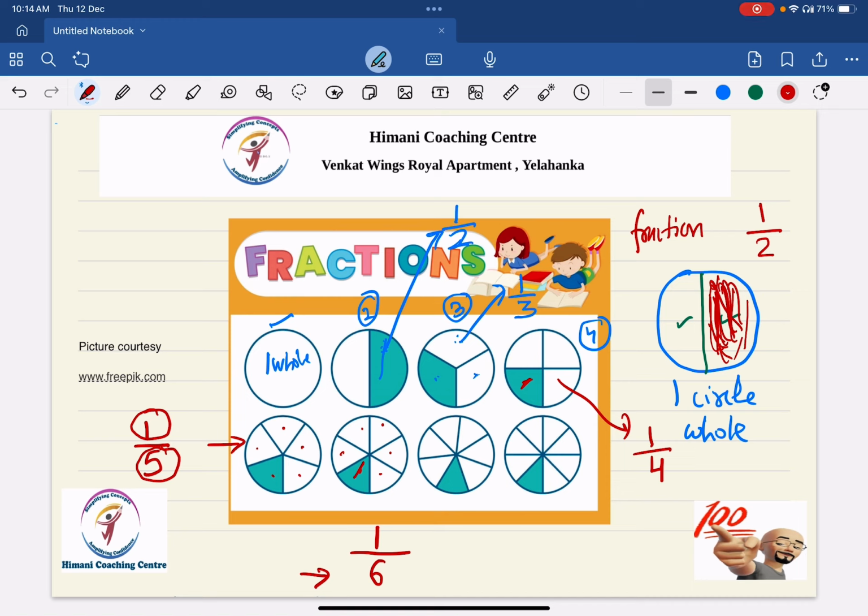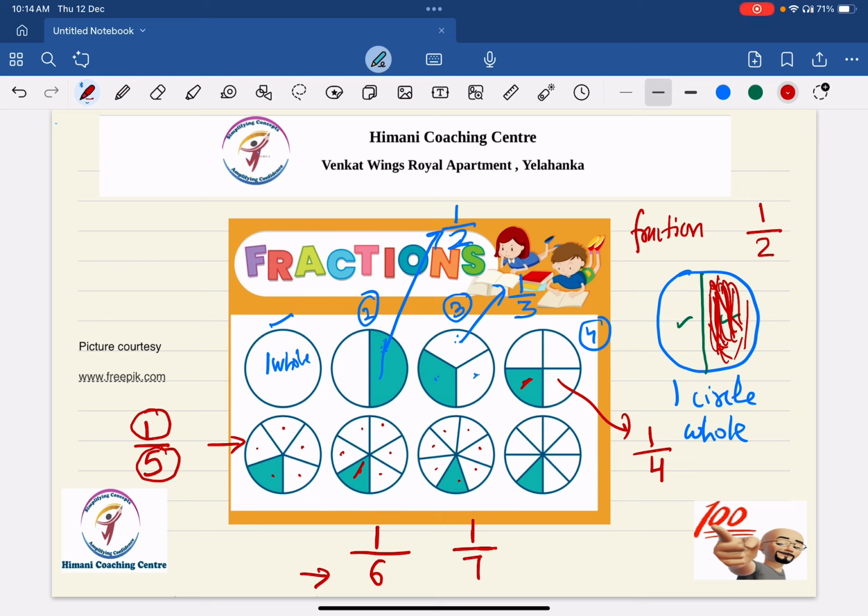Now kids, let us move to the next one. So 1, 2, 3, 4, 5, 6, 7. There are a total of 7 parts. We write 7, the total 7 equal parts, in the bottom. And on top of this horizontal line, we write the number of parts shaded, which is just 1.